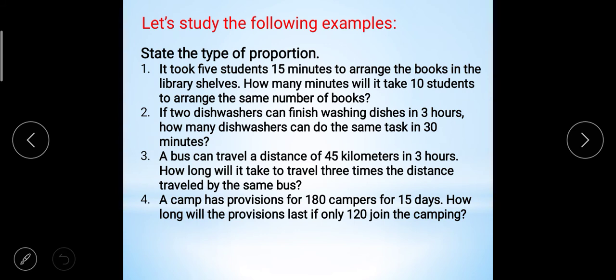So, ang sabi dito, five students, kaya daw ayusin yung books sa library shelves in 15 minutes. So, how many minutes will it take kung 10 students yung mag-a-arrange? So, instead of 5, nadagdagan siya into 10 students. So, sa tingin mo, yung minuto na gagawin ng 10 students yung pag-aayos ng books, matataasan ba or madadagdagan ba or mababawasan?